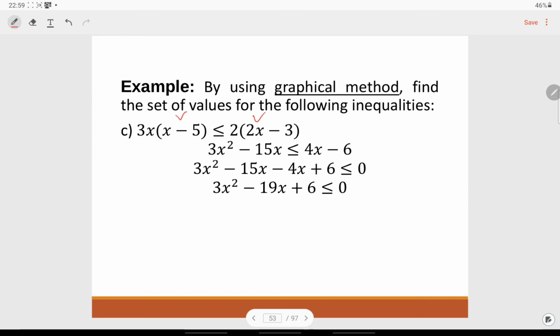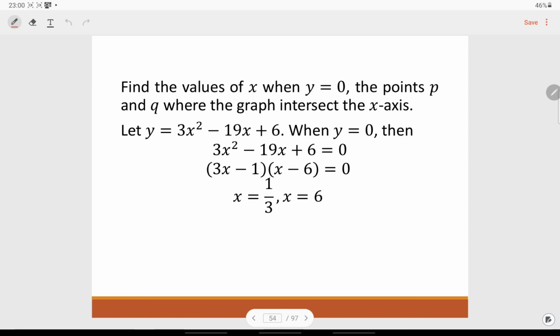Now we take all the values at the right hand side to the other side. So we have 3x squared minus 15x minus 4x, which simplifies to minus 19x, plus 6. So 3x squared minus 19x plus 6. Now it becomes easier because we can assign y equal to 3x squared minus 19x plus 6. Because we are using the graphical method, we need to sketch the graph. We identify a equal to 3, which is obviously greater than 0, so it is a smile graph.